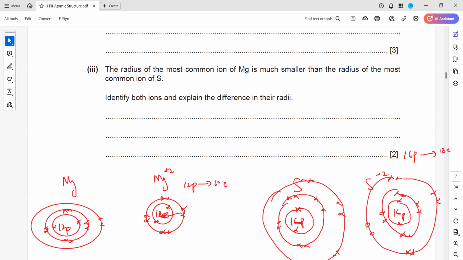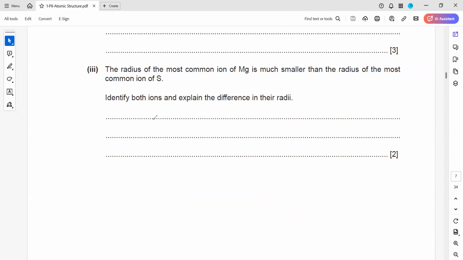How will you write it? The first thing you will mention, because it's worth 2 marks: 1 mark is for mentioning the ions. Magnesium will form a magnesium 2+ ion, and sulfur will form a sulfide ion, and magnesium has 2 electron shells.